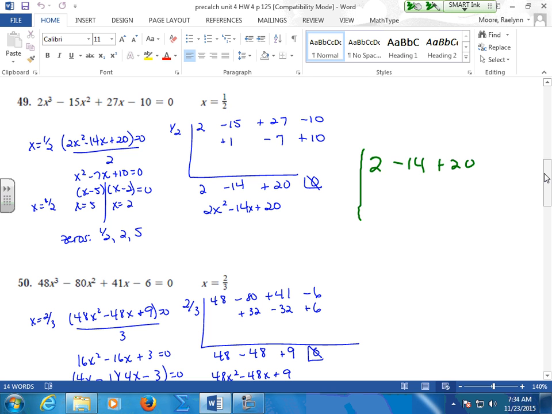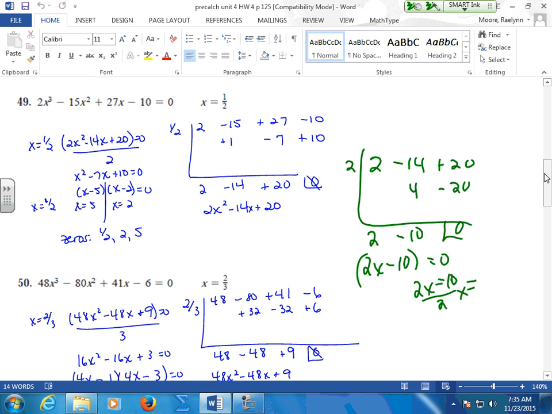Let's do it with one of your zeros. So say I do 2. I bring down the 2, I multiply, I bring down the -10, I multiply. This is what I'm left with, 2x minus 10. This is my last factor. Set this equal to 0. So therefore, you can get your other one a little quicker. If you struggle with factoring these guys, then try it that way.